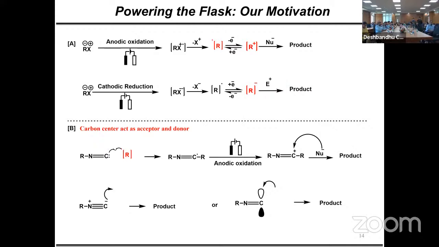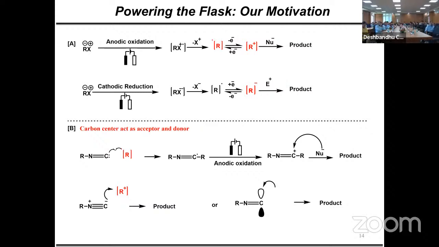Whereas these radicals are sometimes not stable enough and can be further oxidized at the anode again to generate the cations. But these isocyanides, which have a nucleophilic center at the carbon, can also react with the carbocations.